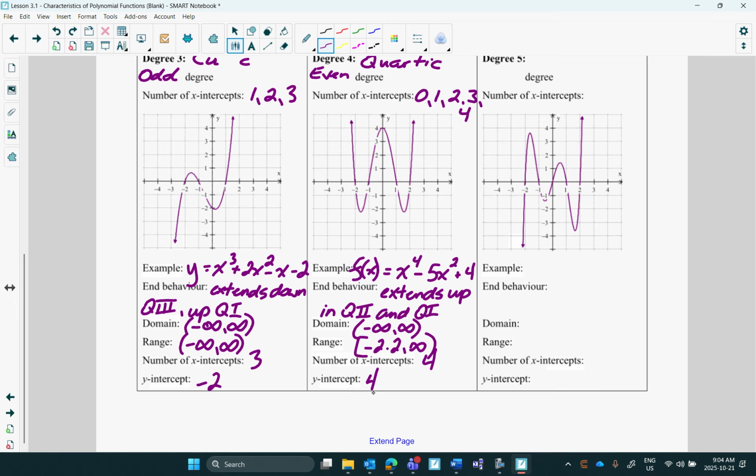The last one is degree 5. We're really not going to go higher than this because this is starting to get pretty crazy. Obviously, because it's degree 5, it's an odd degree. Any idea what it's called? It's actually based on the number 15 in French. Quintic.